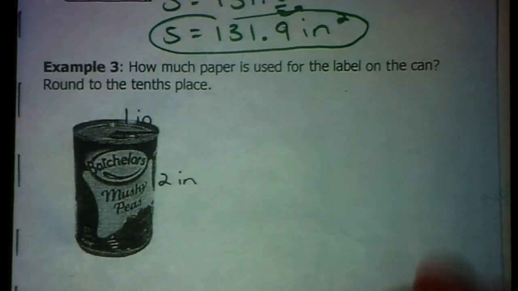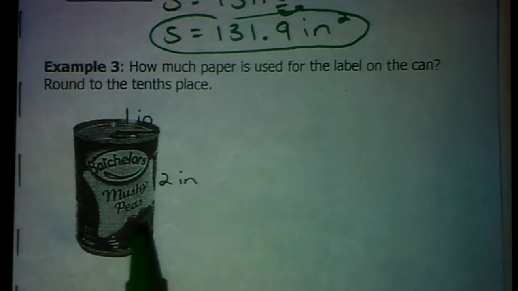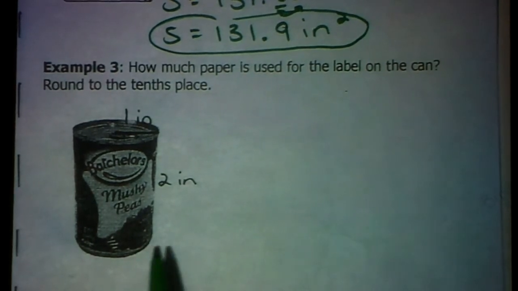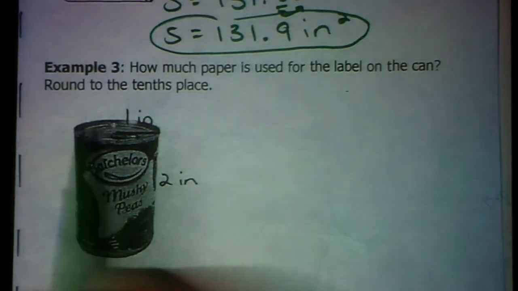All right, we always got to throw a curveball at you. I'm asking you something different in this one. How much paper is used for the labels on the can? We have some yummy, mushy peas. So hopefully you get to go eat some mushy peas after this and you finished your notes before dinner. Otherwise, you're probably really, really hungry. Okay, rounding to the nearest tenths place.